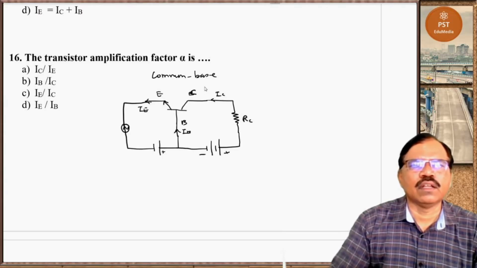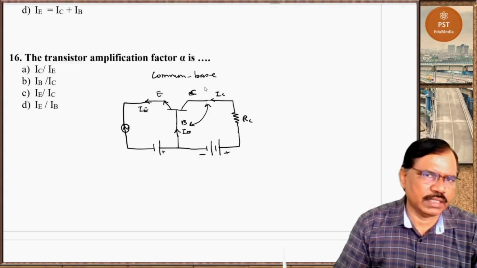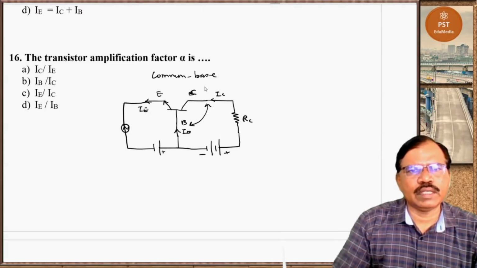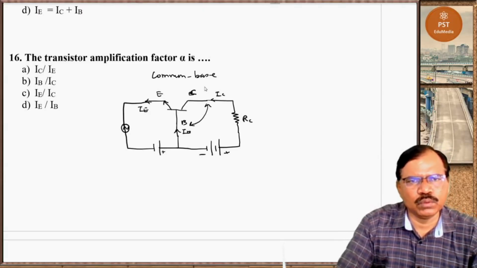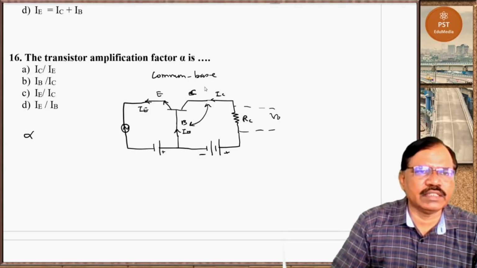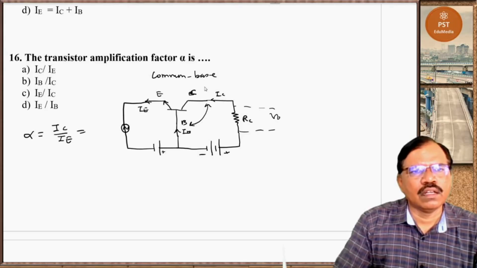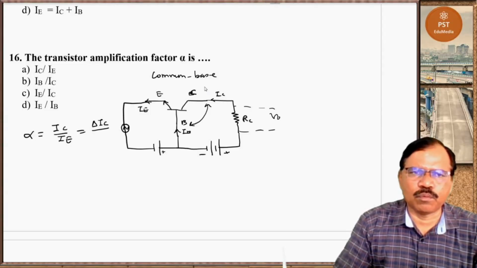Plus minus. Now for this junction to be reverse bias, collector must be at higher potential than base. So what happens here? Due to input, IE changes, and due to that IC changes, and we get output here, V0. Now here current amplification factor, it is defined as IC upon IE, or change in collector current or output current upon change in input current.